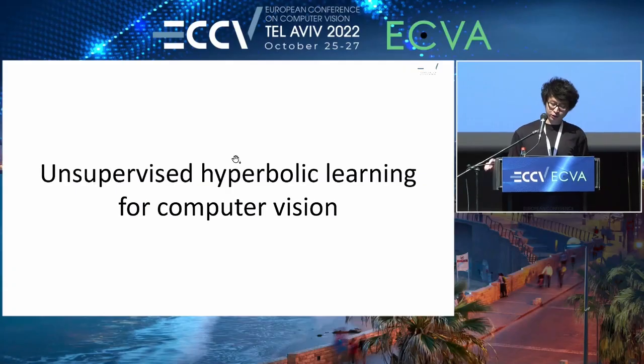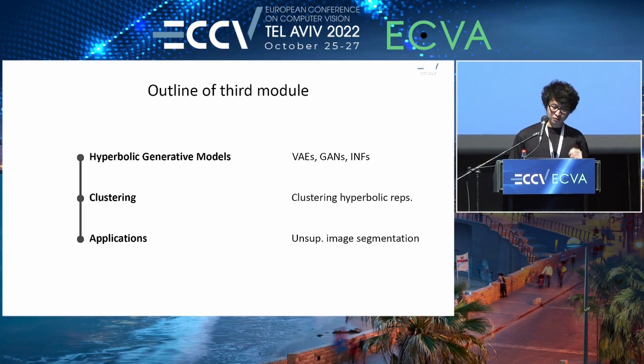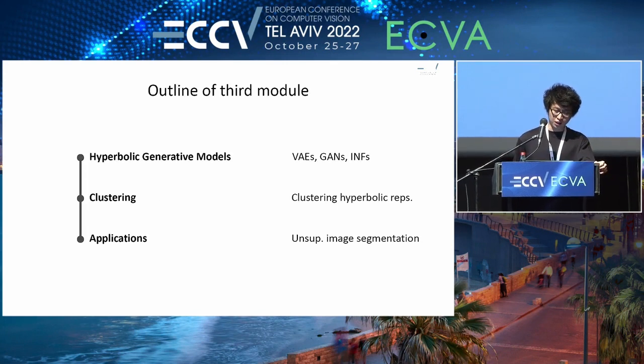Yeah, hello. In this third section of the talk, we will talk about unsupervised hyperbolic learning for computer vision. And the three major things we'll go over are hyperbolic generative models, so VAEs, GANs, invertible normalizing flows, clustering, and applications mostly to image segmentation.